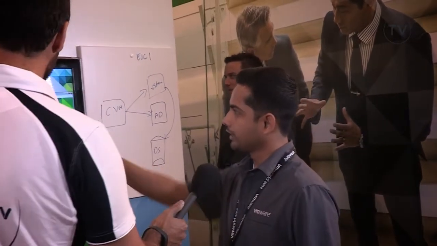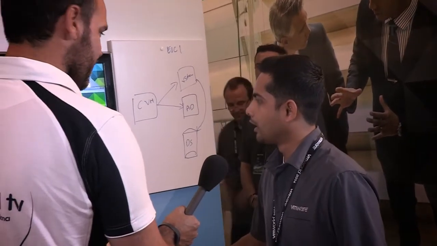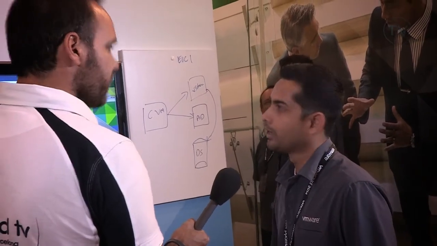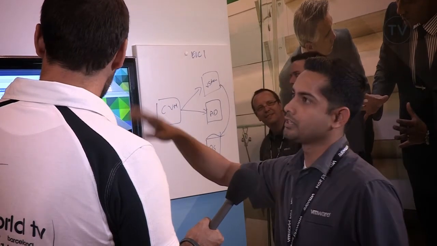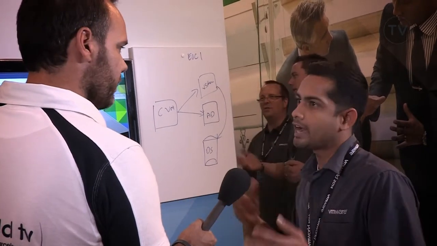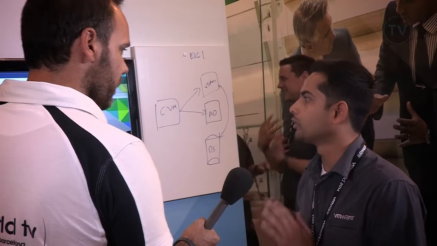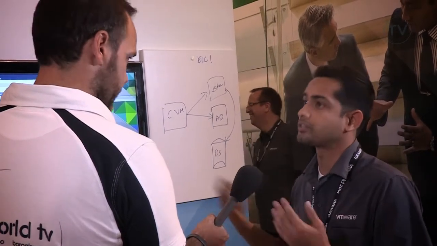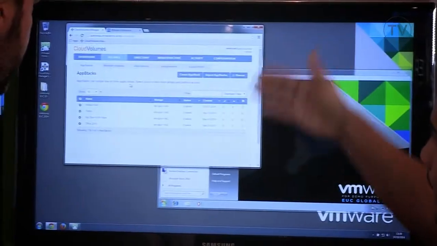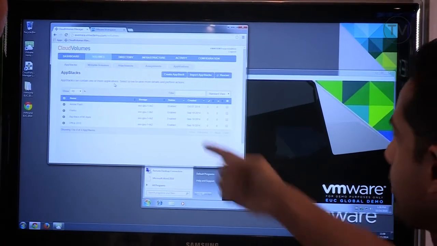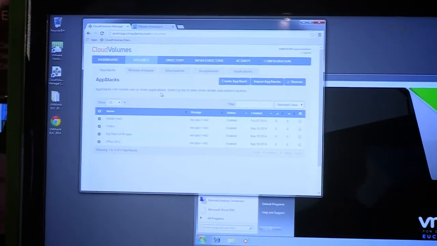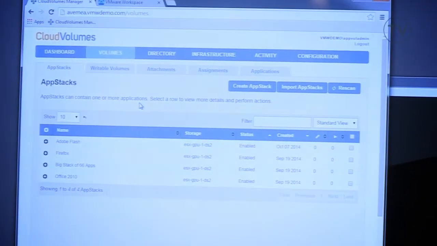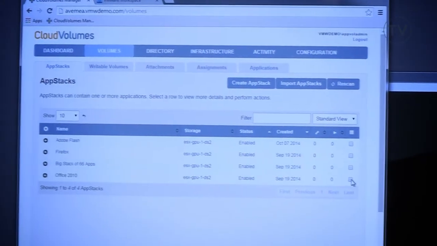So I'm logged into a VDI desktop over here. This is a Horizon 6 environment, and I'm logged in as AppWall User 1. What I have on the left side here is the CloudVolumes Manager, which is really the admin portion of this. This is where you'll go in to create your apps, provision them, and actually assign them to users. We already have a few app stacks provisioned. We have Adobe Flash, we have Firefox, we have a random set of 66 applications, and we have Office 2010. So let's push Office 2010 to this machine.